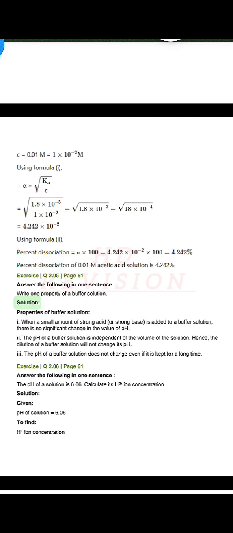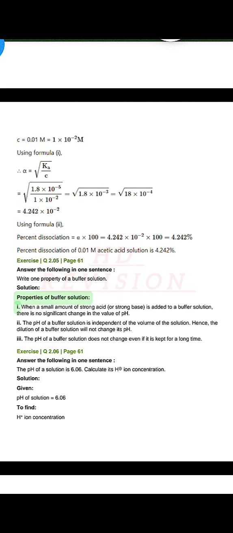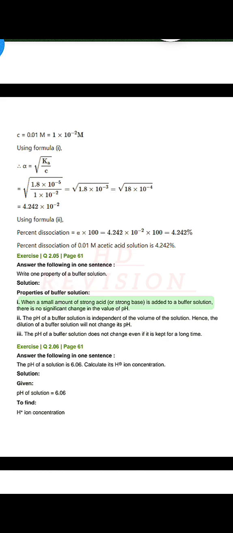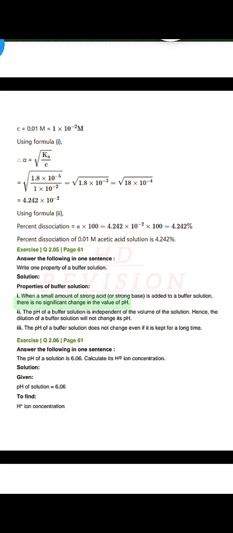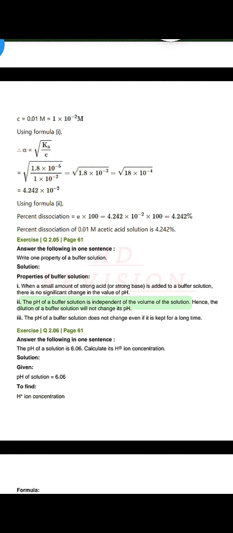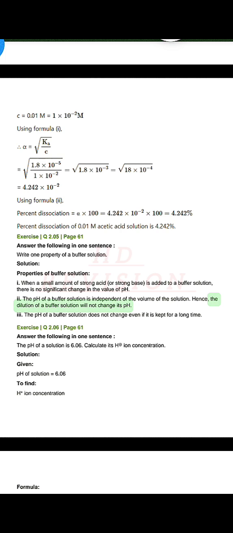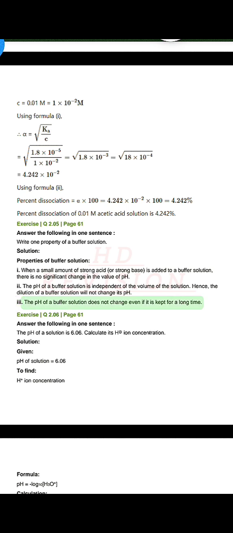Calculation. Exercise Q2.05 page 61. Answer the following in one sentence. Write one property of a buffer solution. Solution. Properties of buffer solution. 1. When a small amount of strong acid or strong base is added to a buffer solution, there is no significant change in the value of pH. 2. The pH of a buffer solution is independent of the volume of the solution. Hence, the dilution of a buffer solution will not change its pH. 3. The pH of a buffer solution does not change even if it is kept for a long time.